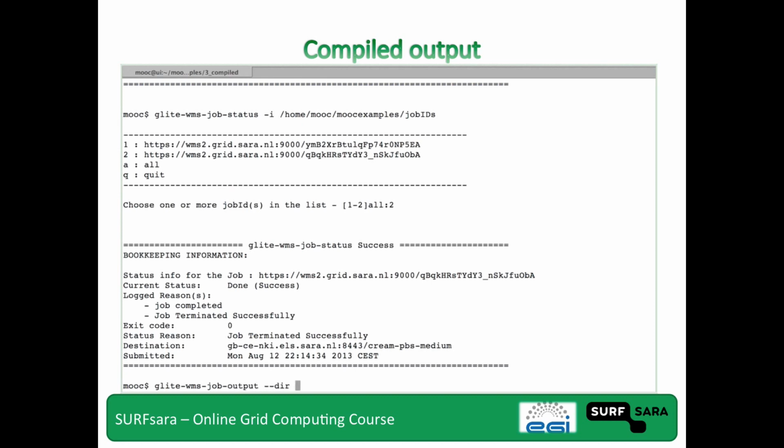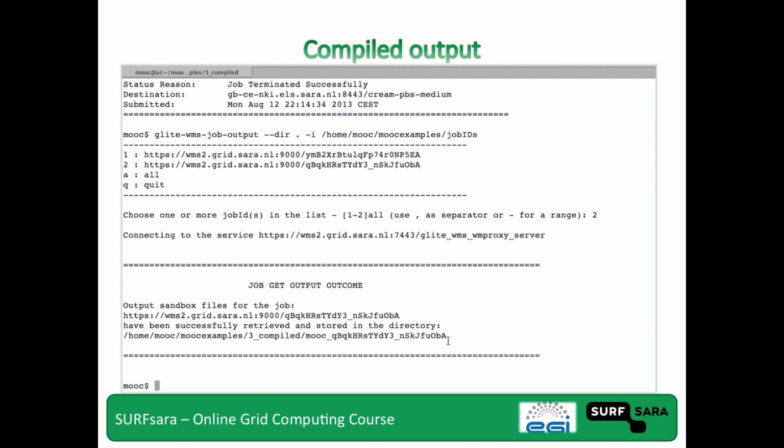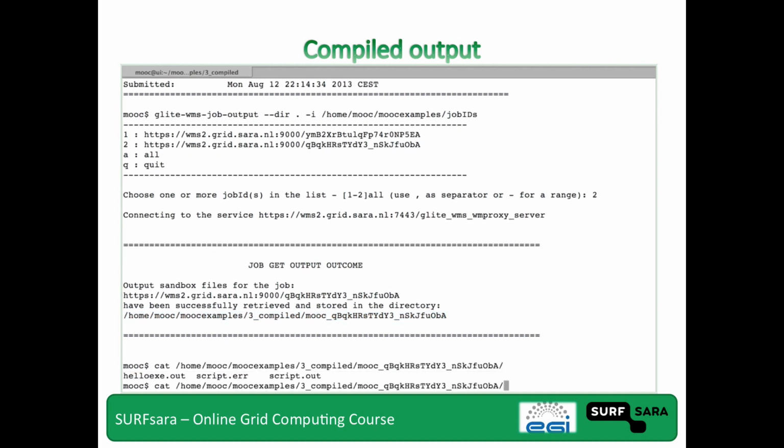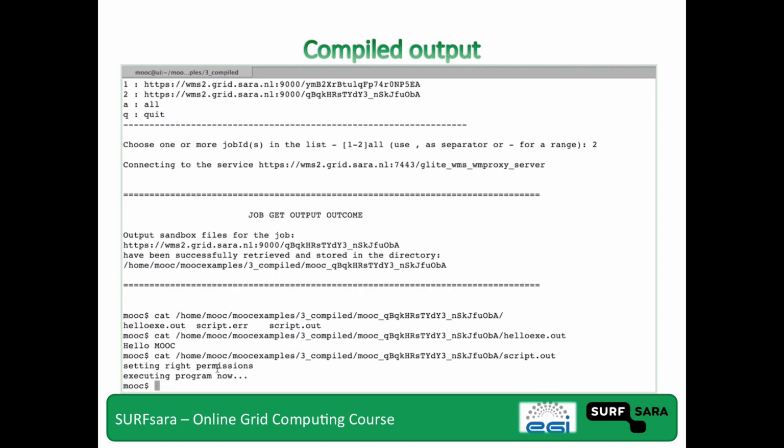So the data will be saved to the current directory, and we specify the job ID file. And again, we need to select the second one, and the data is being fetched. And you can see the data will be located in that directory. And now you see 3 output files, so including the hello.exe.out, and it does exactly what you would have expected it to print: hello MOOC as specified in the script. And these are just the outputs of the script itself. And that's it.